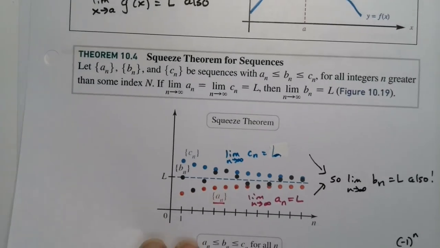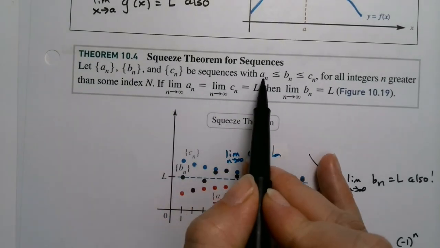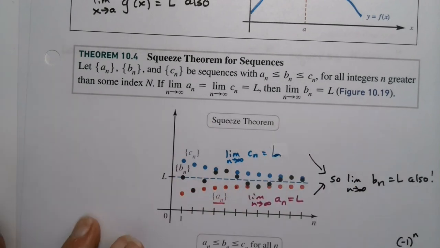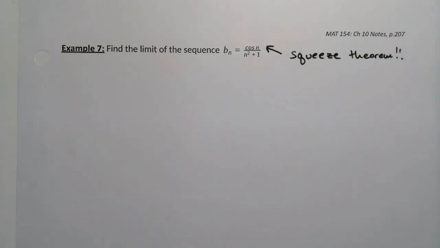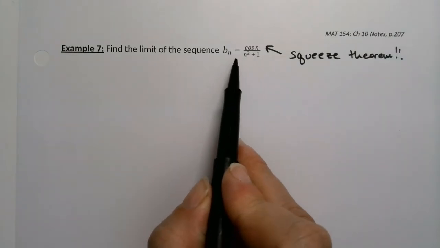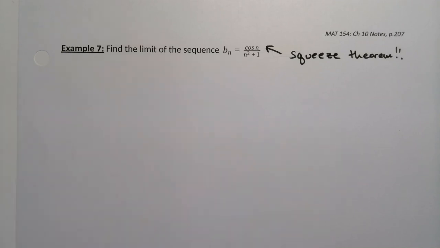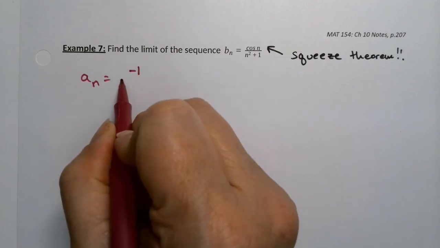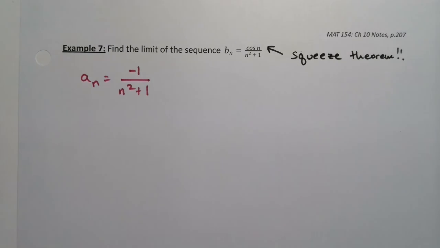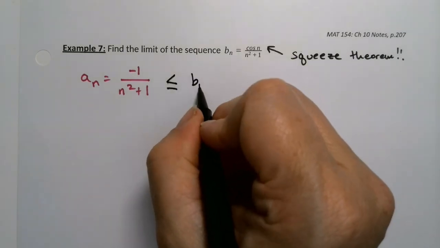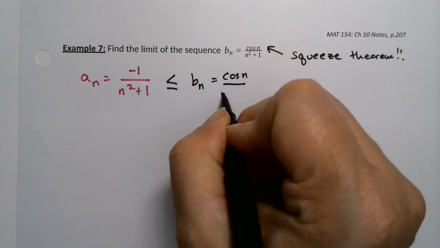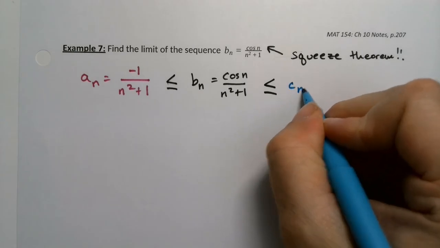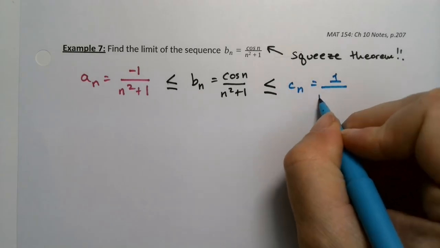So let's look back. The squeeze theorem says that I have to have sequences such that a sub n is less than or equal to b sub n, which is less than or equal to c sub n. My first mission is to ask, do I have sequences that are greater and less than this one? Well, yeah, sure, no problem. I can do that all day, right? a sub n is -1 over n squared plus 1. That will be less than or equal to b sub n, which is cosine of n over n squared plus 1, which is less than or equal to c sub n, which is +1 over n squared plus 1.